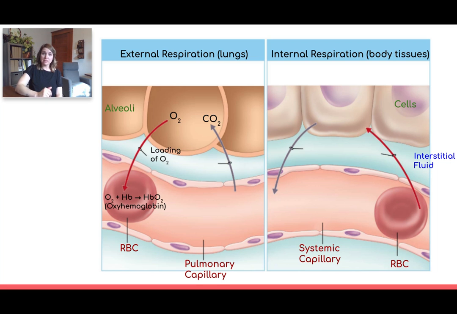We call this the loading of oxygen. Imagine your red blood cells are like the carrier, like the semi-truck, loading up all the oxygen, and it's going to drive that oxygen where it needs to go in the body, to my systemic capillaries. It's just been loaded onto the semi-truck as oxyhemoglobin.